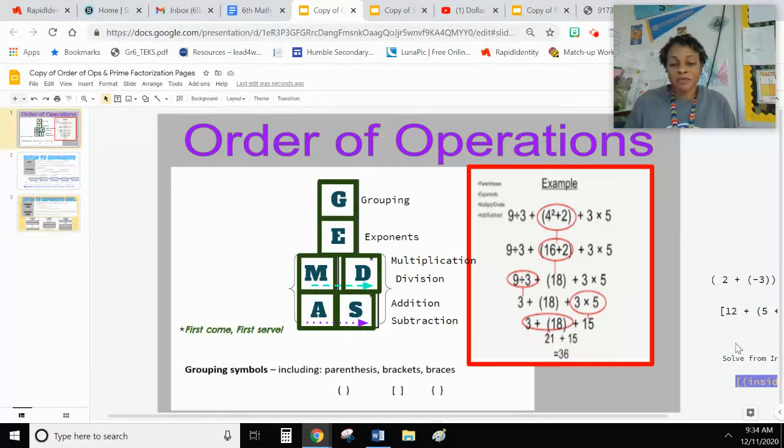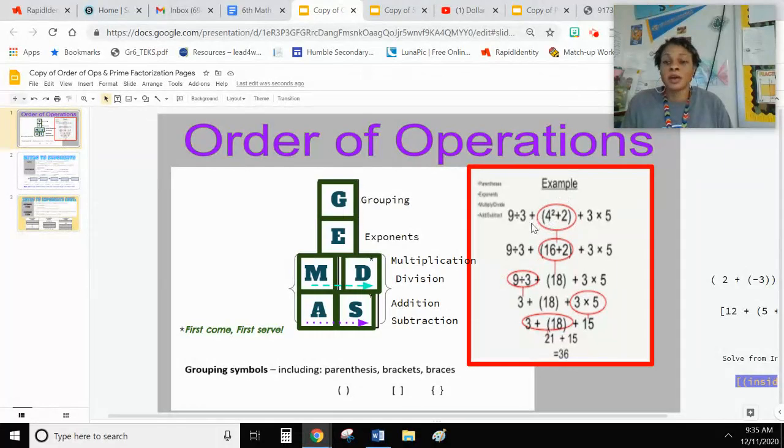So in our problem, we have 9 divided by 3 plus the sum of 4 squared and 2, plus 3 times 5. Okay. Grouping, we're looking for any grouping symbols. And when we say grouping symbols, that means parentheses, brackets, or braces. And I'm going to go into more detail in a second. In this particular problem, we have parentheses. So inside of the parentheses, we have 4 squared plus 2. Well, before we can combine 2 with 4 squared, we have to do the exponents. So we'd actually do the exponent part first.